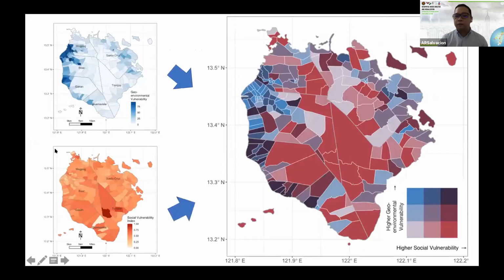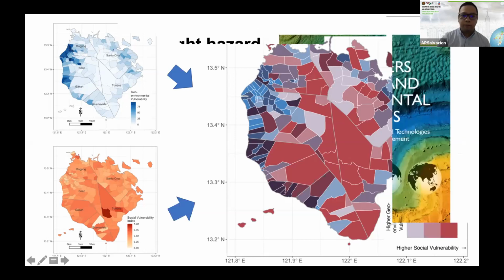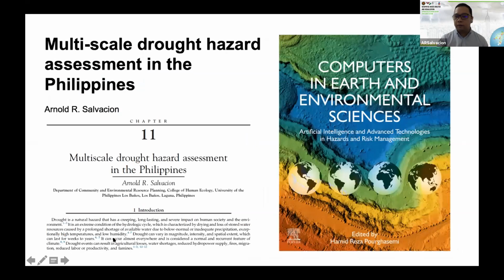Yeah. So we combine this map to the bivariate map. So hopefully we could easily help the LGU in planning their response in case a flood happens in the province. Almost done. Most of slides.